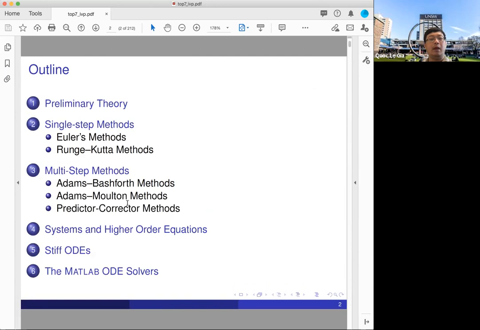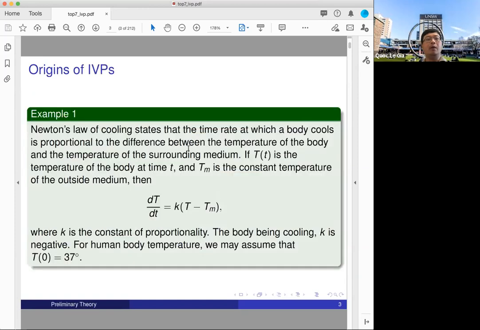Then we will look at systems of ordinary differential equations. This is like the project you are doing, and then how you use MATLAB to solve it. Essentially the project covers about half of the topics here. So, the initial value problem. This is one simple example of an initial value problem. This one is Newton's law as well. Newton discovered this law, yeah. He says that suppose you have two objects, and you let heat transfer from one object to another.